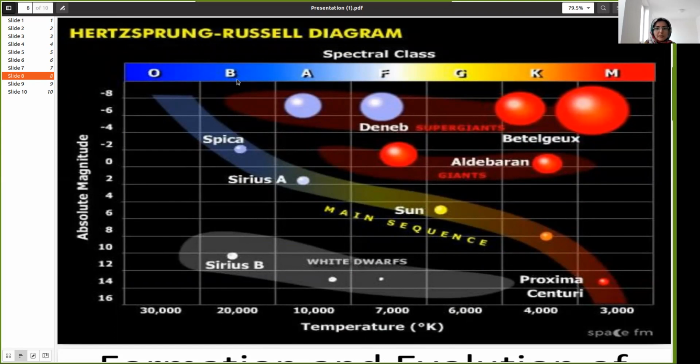For example, O, B, A, F, G, K, M are the types of stars. We call them O type stars, B type stars, A, F, G, K, M. For example, our Sun is a G type star. Why? The temperature is somewhat low, about 6,000, and the magnitude is about 6. Well, how can we read and understand this? You see that the temperature in the Hertzsprung-Russell diagram is from somewhere around 30,000 to 3,000. So the temperature here is high.